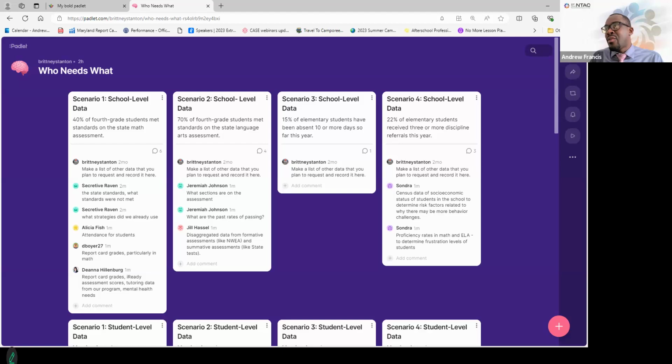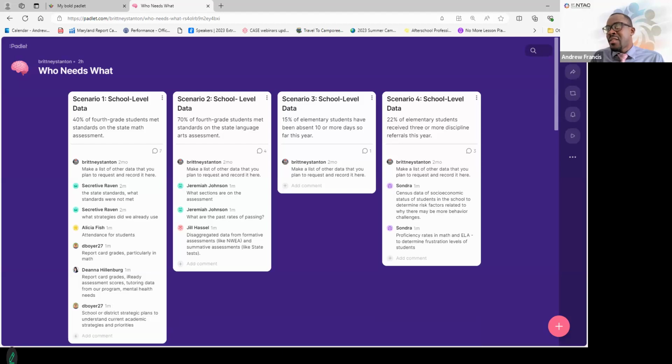Going back to scenario two, in which 70% of fourth grade students met standards on the state language arts assessment, we see here the pass rates. So what were the proficiency rates before? But also drilling down into disaggregated data from formative assessments like the NWEA MAP assessment, and also assessments like state tests as well. Love some of that, Jill.